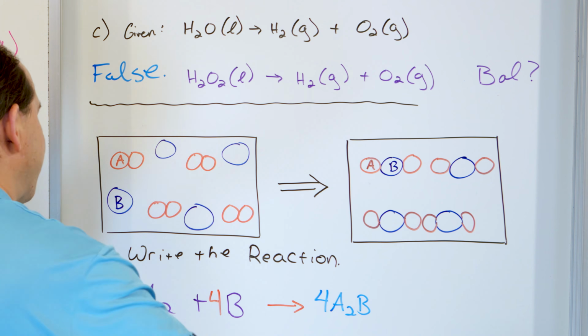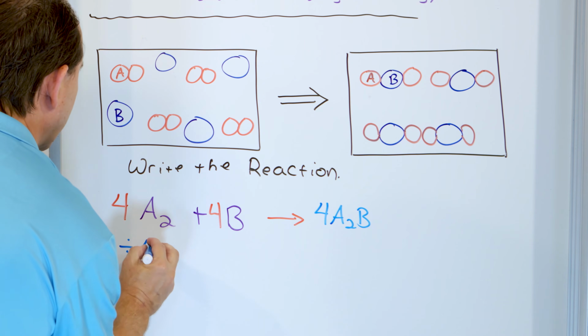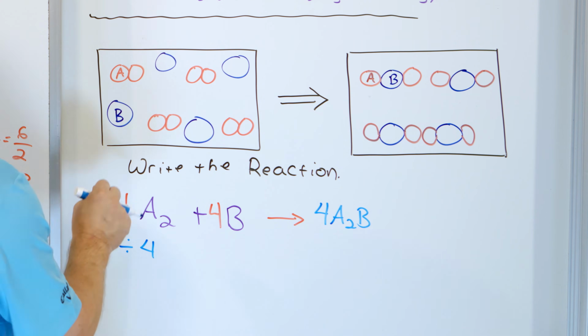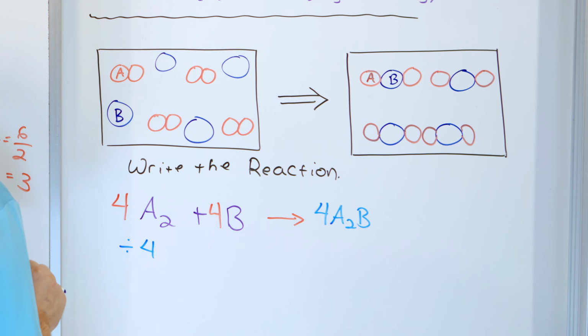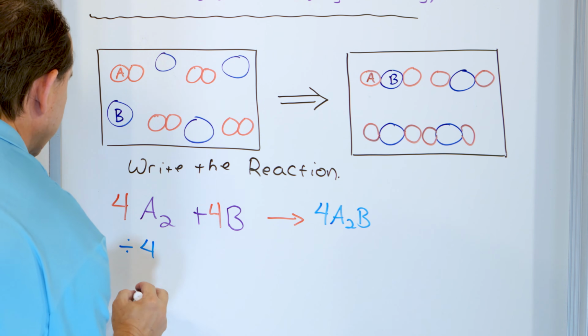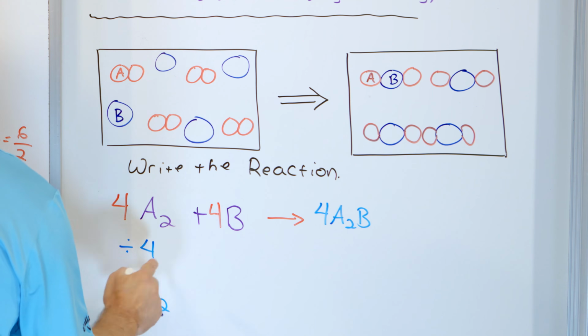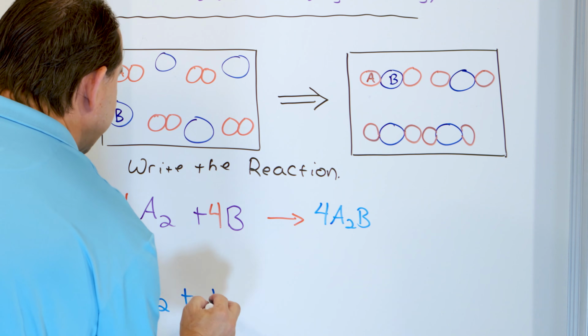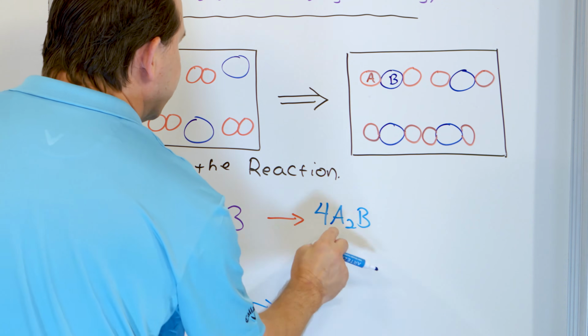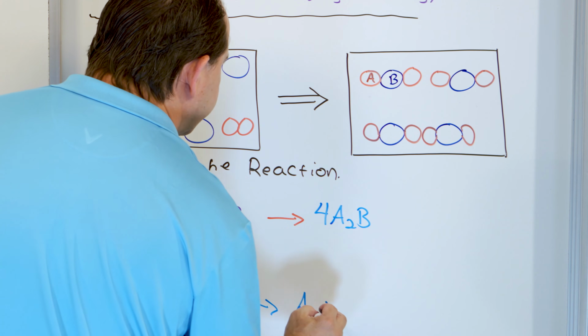We could leave it like that, but we can also just divide by 4, which is the same thing as multiplying every term by 1/4. So if we divide by 4 here, we just get A2 here. If we divide by 4 here, we get B. And if we divide here by 4, we get A2B.